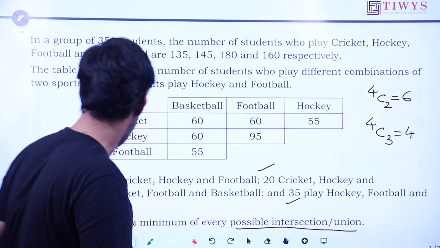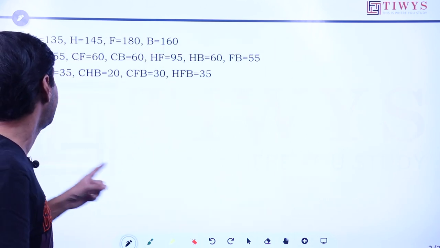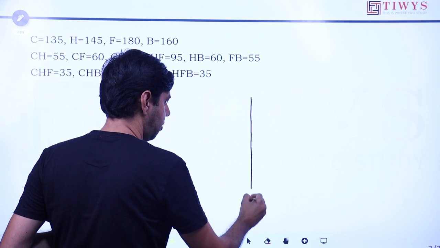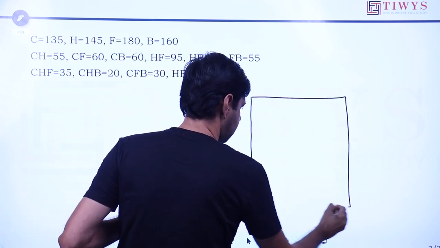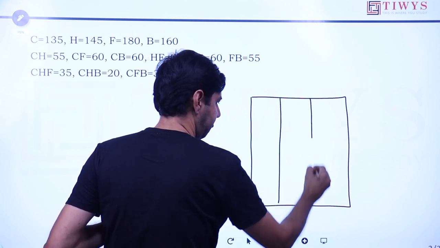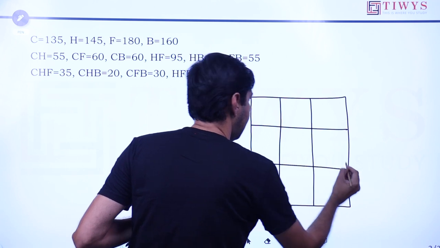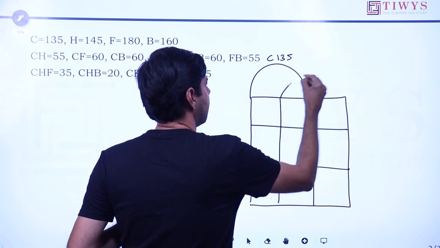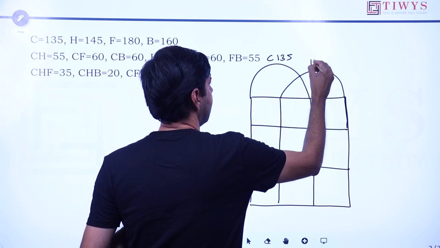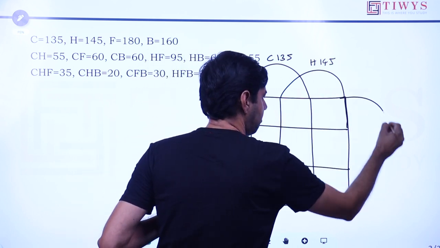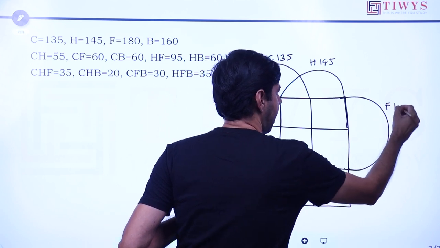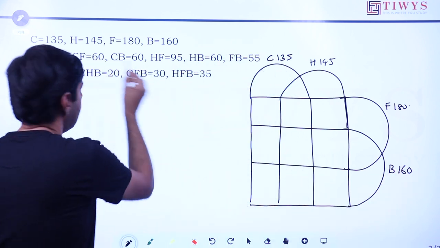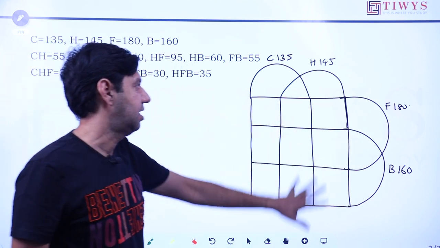So let's get started. I have captured the data here in short. And in the mechanical way we immediately draw the Venn. In the case of four sets, you must be aware of the diagram, I'm not explaining that here. So this is the set of cricket, which is 135. This is the set of hockey, which is 145. This is the set of football, which is 180, and the set of basketball, which is 160. We cannot plot the other ones, it will become too messy a matter.